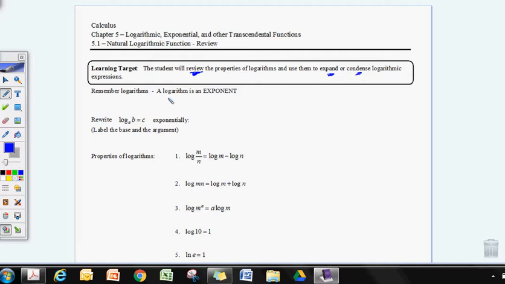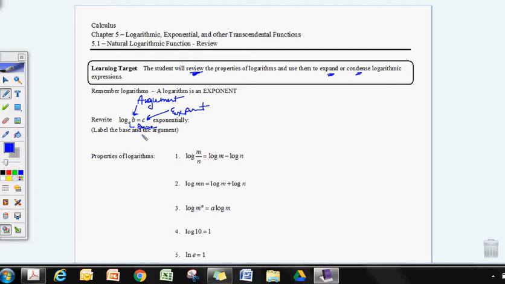So you need to remember a logarithm is basically an exponent. When I see log, that A is called the base, and we're going to use that terminology. The B is called the argument, and you need to know that word. I'm sorry, it doesn't look good, but that's argument. And C is going to be the exponent.